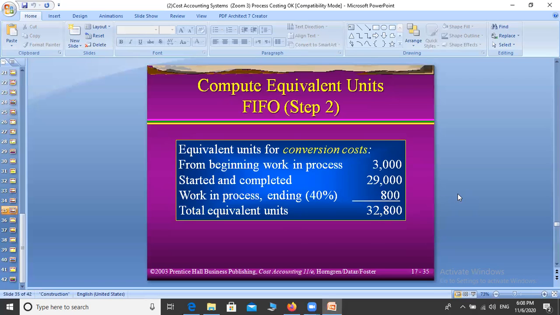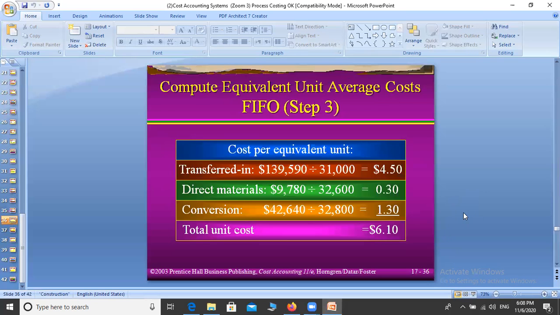Now, what about conversion cost? From beginning work in process, 3,000. It was 4,000, but the completion rate was 25%. The non-completion rate is 75%. 75% times 4,000 gives 3,000. Then 29,000 started and completed. Then 40% of the 2,000, that is 800 in ending work in process. Total equivalent units, 32,800.